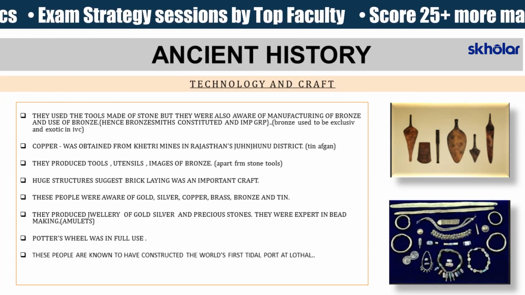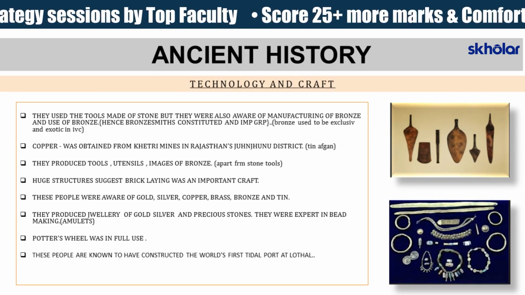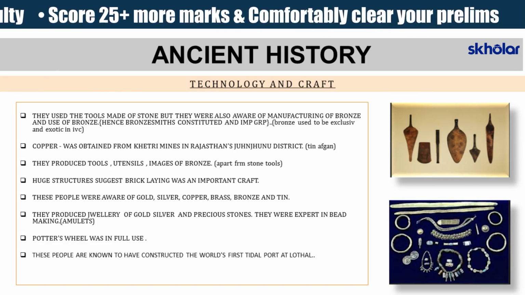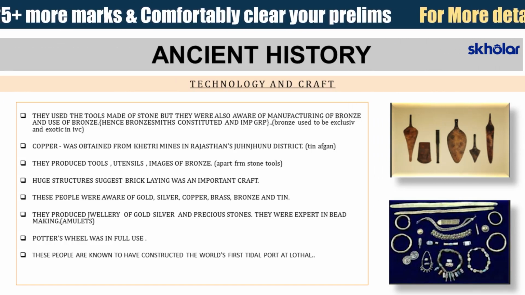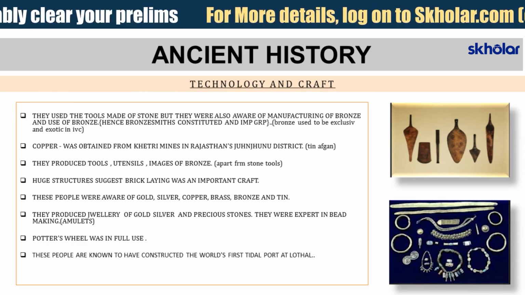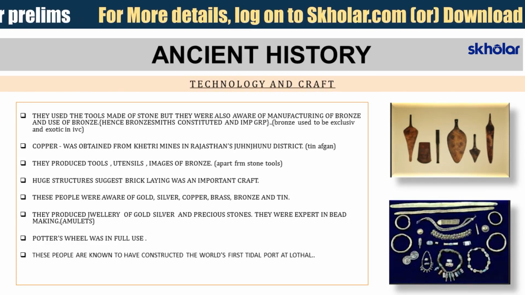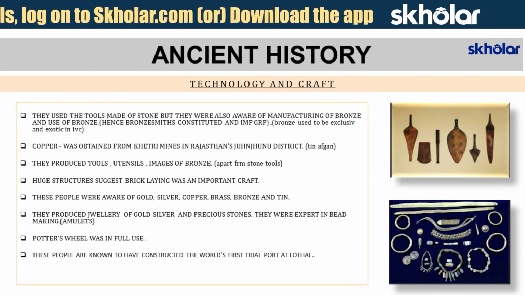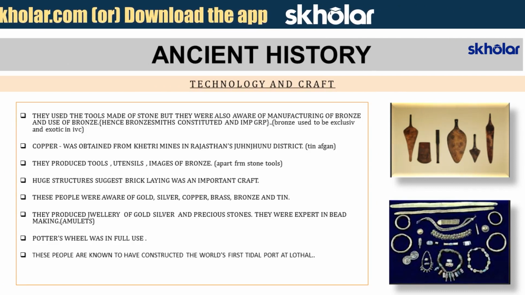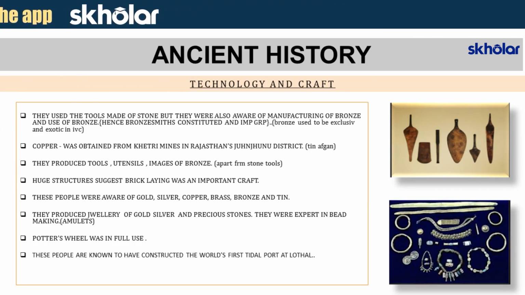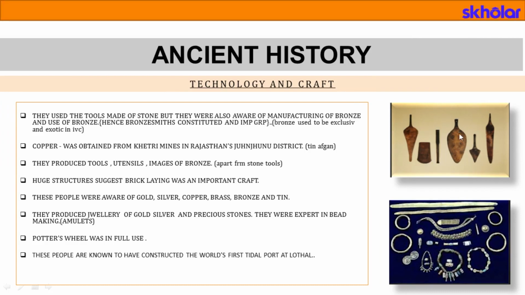Now, copper was obtained from Khetri mines in Rajasthan's Jhunjhunu district and tin was obtained from Afghanistan. Both of these metals were smelted to produce bronze. So we know that the copper was obtained from Khetri mines because we have gone through the impurities found in copper and they were similar to those found in the copper obtained from Khetri mines of Rajasthan. They produced tools, utensils, images of bronze. Apart from stone tools, you can see these images. These are the weapons or tools made up of bronze.